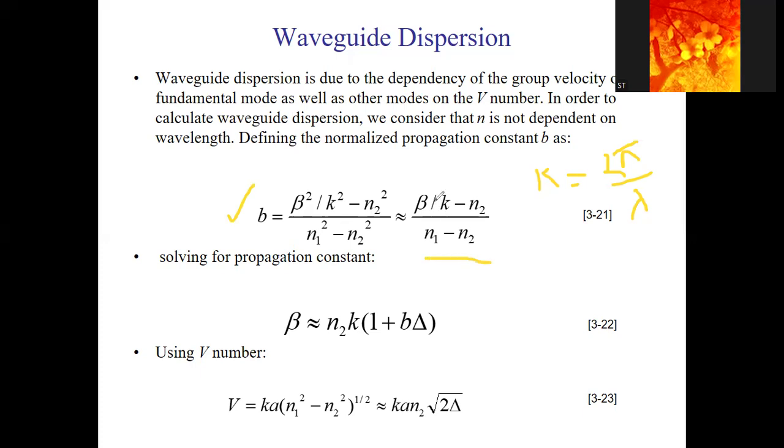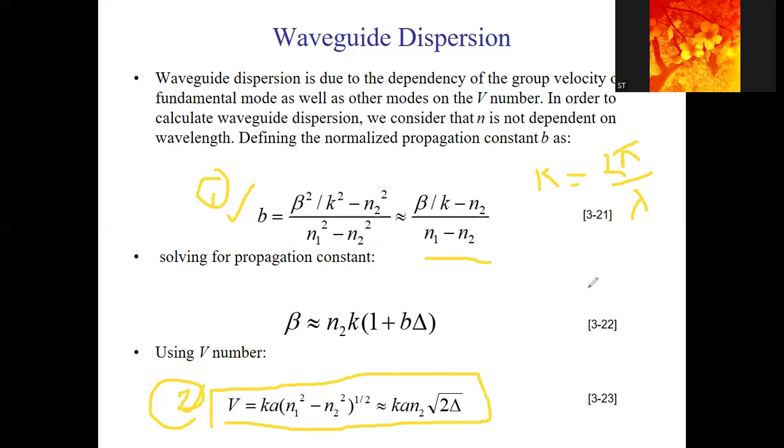When we approximate this, we get the value of b. We get this value here, where n1 and n2 are the refractive indices. Again, when we solve this, we get the propagation constant as a function of refractive index n2. And if we again approximate this using the V number, then this will be the formula. Based on these formulae, numerical questions may be asked.